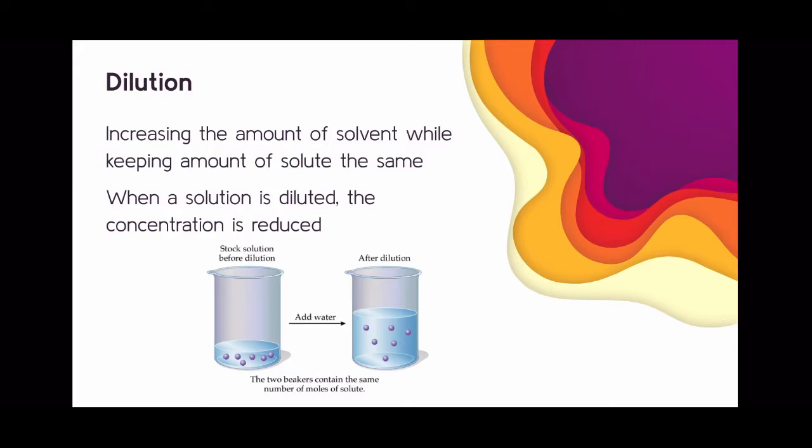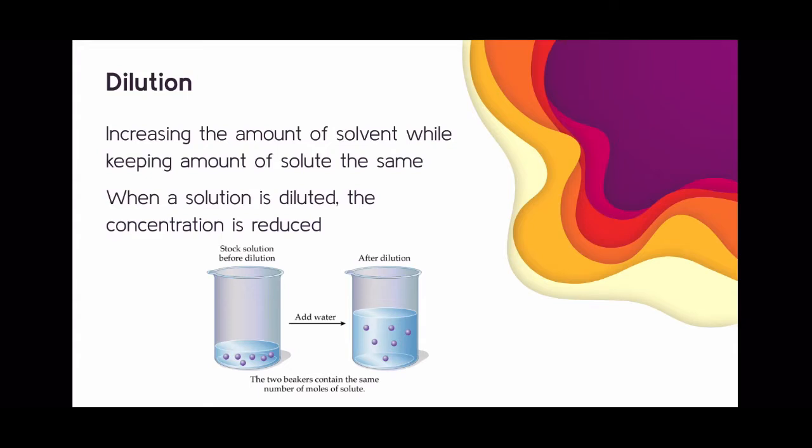Now, if we were to increase the amount of solvent while keeping the amount of solute the same, so in the case of the picture, we're adding water, but we still are keeping those 6 solute particles. So we are not adding any solute, but we are adding solvent in the form of water. If you look at the picture to the right where it says after dilution, we can say that that is less concentrated because there are fewer solute particles per volume of water than the beaker to the left.